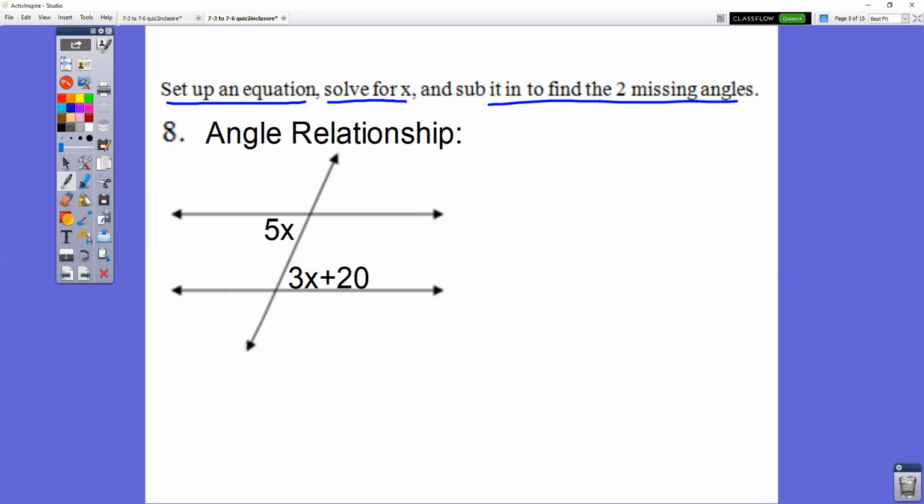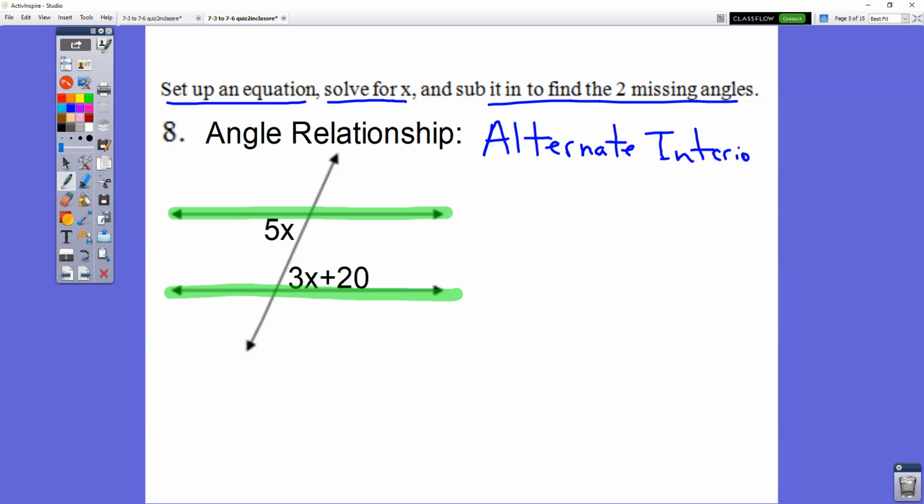So when you take a look at these 2 angles, they are inside the parallel lines in opposite corners. Therefore, these are alternate interior angles. Alternate interior angles are equal to each other. You also know that they're equal to each other because they're both the same type of angle. We have an acute angle and an acute angle. So they are equal to each other. We need to set them equal to each other.